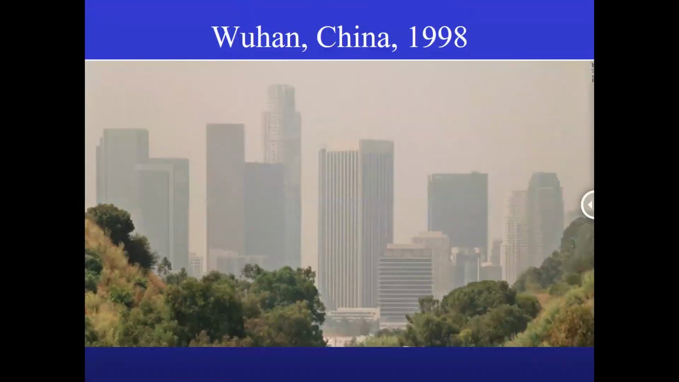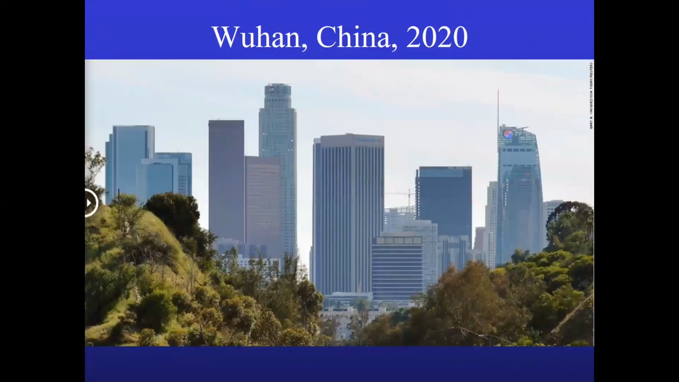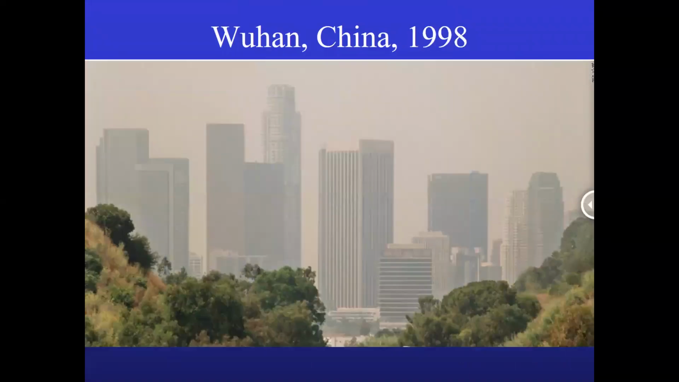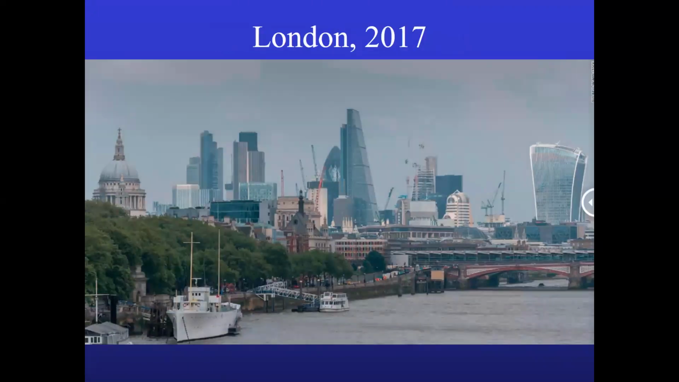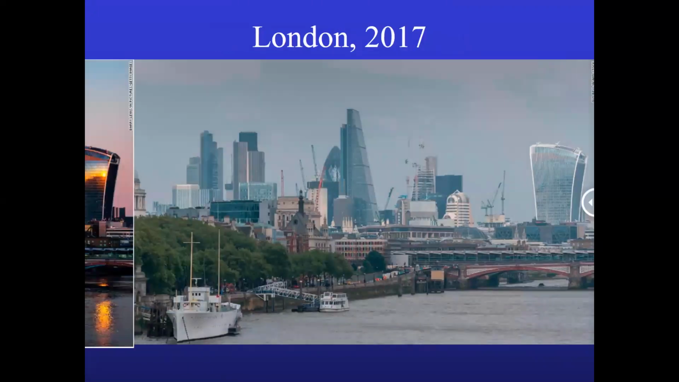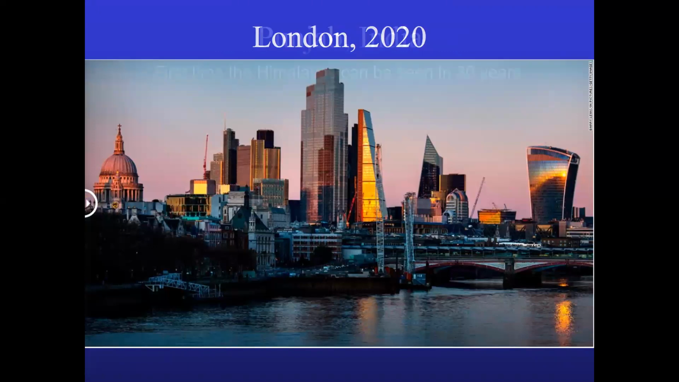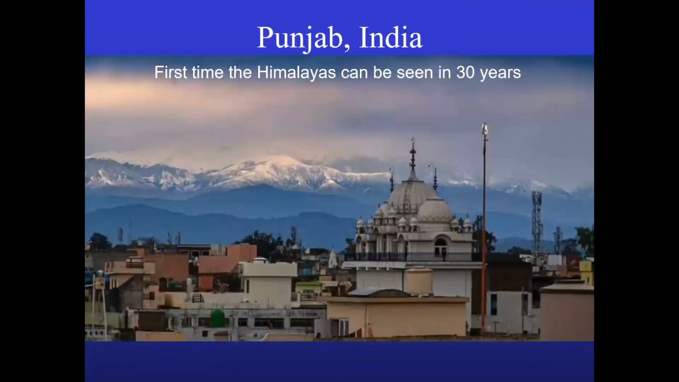A few more examples. This is Wuhan, China in 1998, and this is 2020. I think they chose this picture because they were able to line it up the same with a current picture. This is London, 2017, 2020. And then, when I said that you can be cherry picking some of the pictures, like Los Angeles is not going to be smoggy all the time. But what was really telling was this is from Punjab, India, and they had not been able to see the Himalayas in 30 years because of the air pollution in that city.